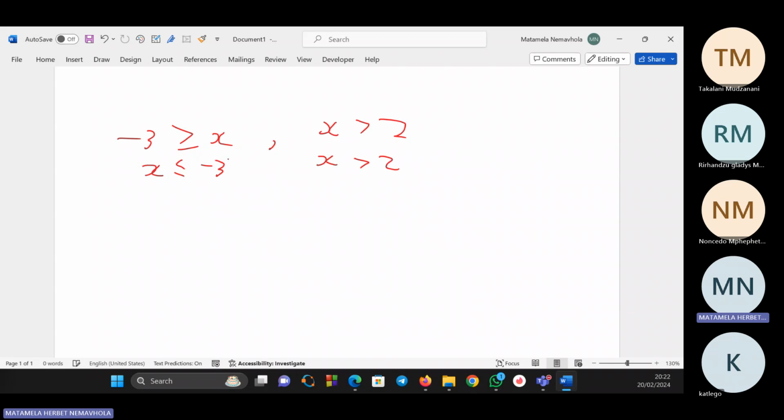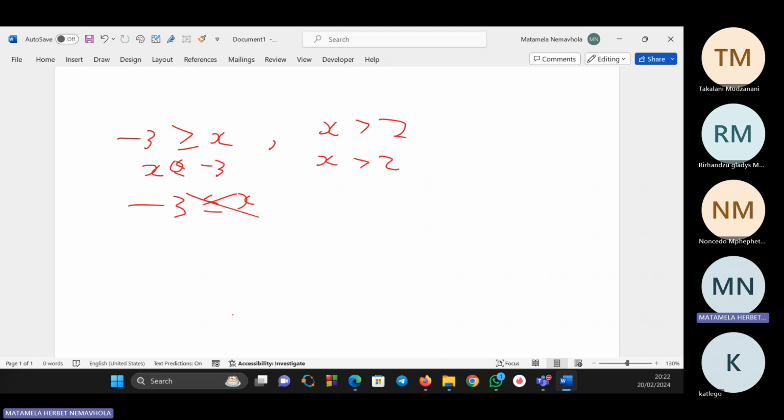So you will find that if you rewrite it in the form of -3 is less than or equal to x, it will be wrong. It won't be right, because this side here is that side. So we can't write it like that.